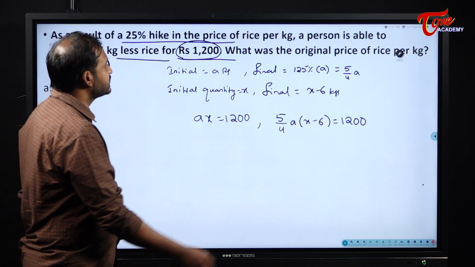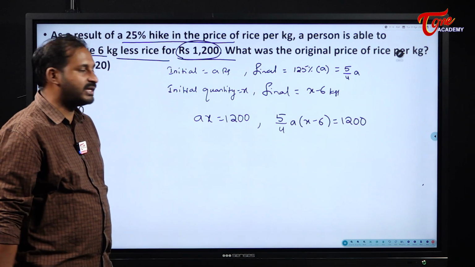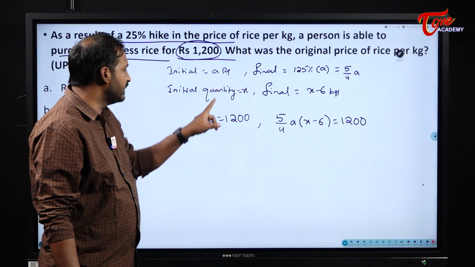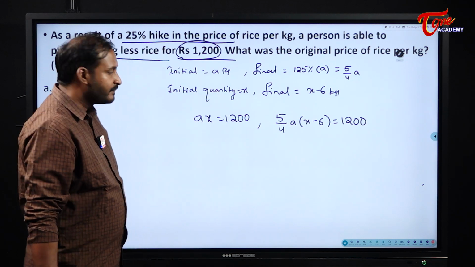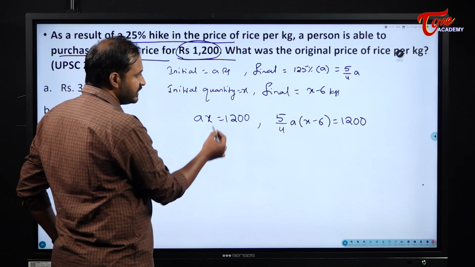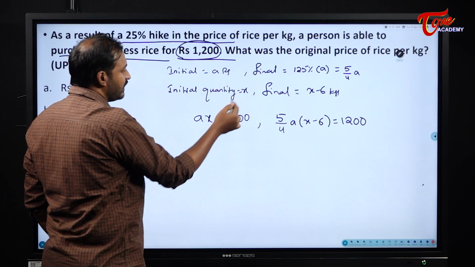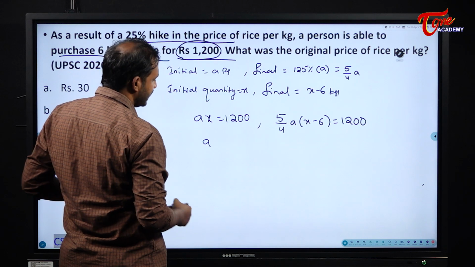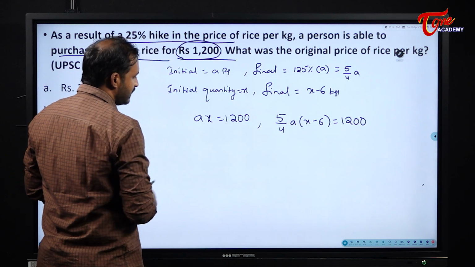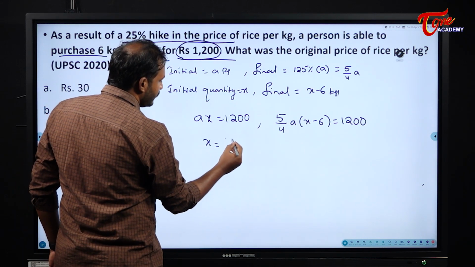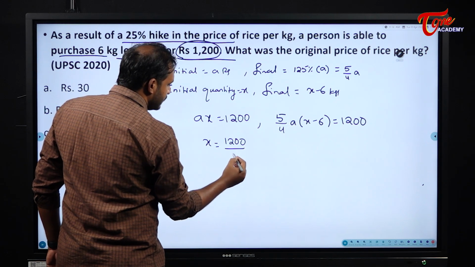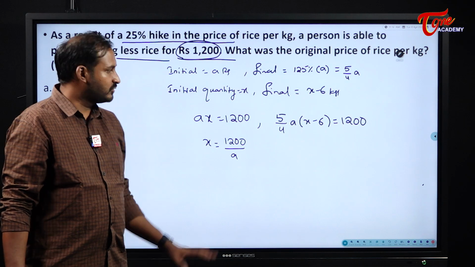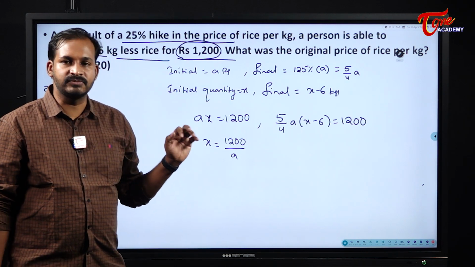From this, what did they ask us? What was the original price of rice per kg? Rice per kg initial price is A, right? That means we need to find A. To eliminate X, I can write the X value as 1200 by A. Now I will substitute this one in this one, so that my entire components will become in terms of A.